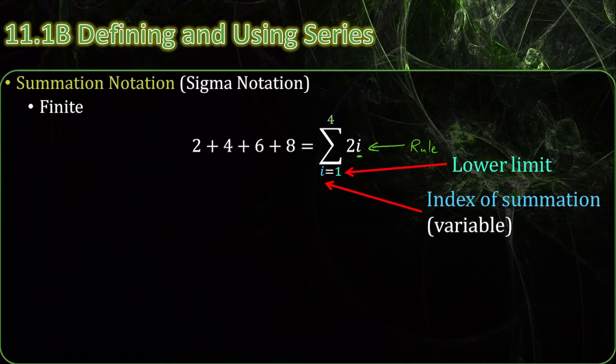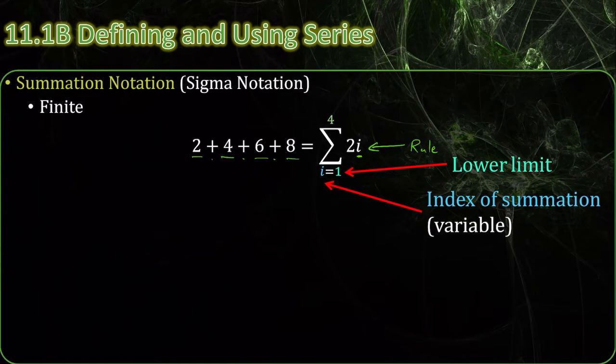The 1 is the lower limit. That's the number we start with. So I take a 1 and I plug it in, I'll have 2 times 1, which is 2. And then we put a plus, and then we plug in the next number. 2 times 2 is 4, plus 2 times 3 is 6, plus 2 times 4 is 8.